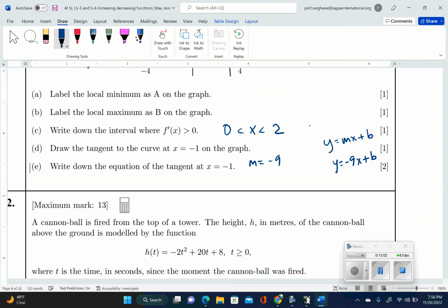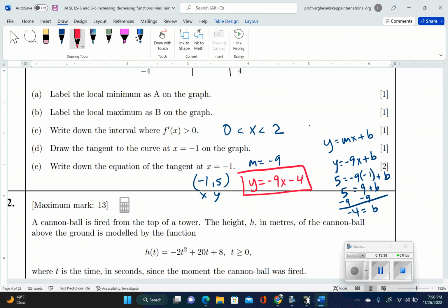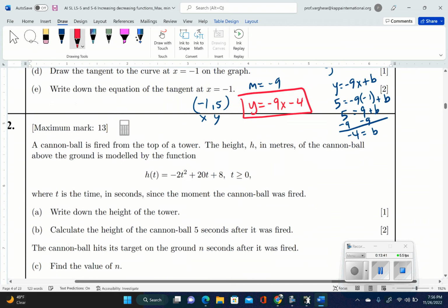I already have a coordinate, which is -1, 5. So I'm going to go ahead and plug this in: this is my x, this is my y, so I have 5 is equal to -9 times -1 plus b. -9 times -1 is 9, plus b is equal to 5. Subtract 9 from both sides, and I get -4 is equal to b. So my full answer is going to be y equals, my slope is -9, so -9x, and then my b is -4, so -4. So this is the equation of the line that is tangent at x equals -1.